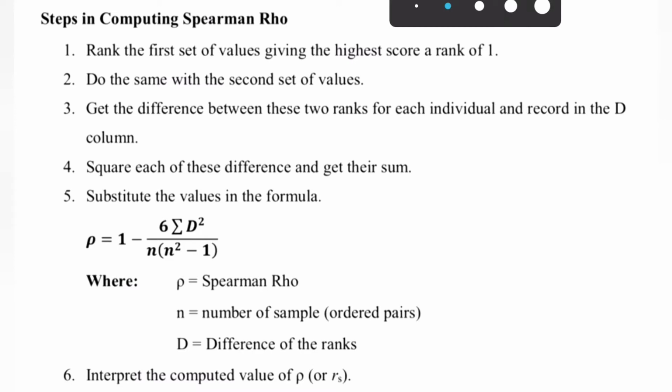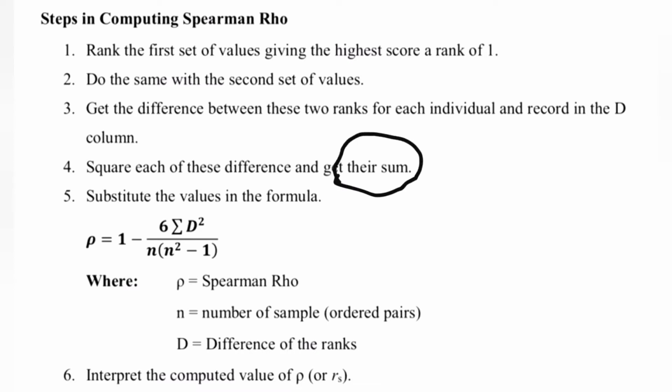So, next tayo. Yung step 3, we have to get the difference between these two ranks of each individual. Okay, ayan. Each individual and record in the D column. So, mamaya papakita natin kung paano ba kinukuha yan. Basta kapag na-rank na natin yung dalawang set of scores or set of data, ipag-subtract na natin sila para makuha yung difference. After we subtract yung number 4, square each of these difference and get their sum. Okay, yung summation nila. Get their sum.